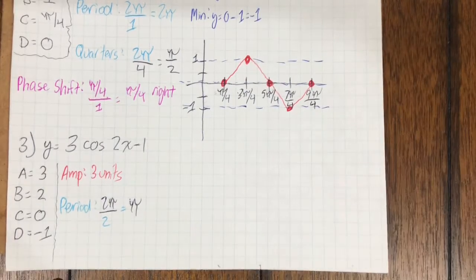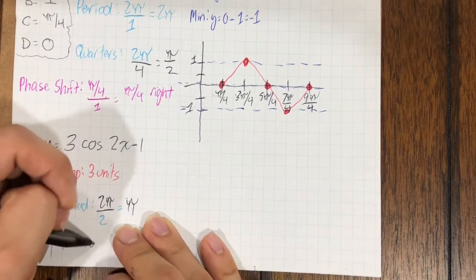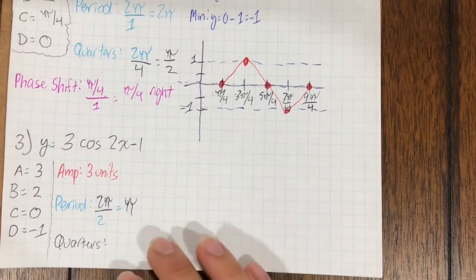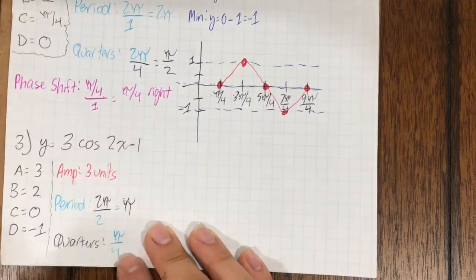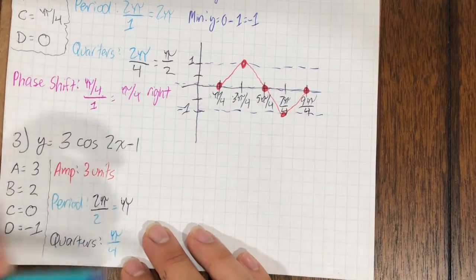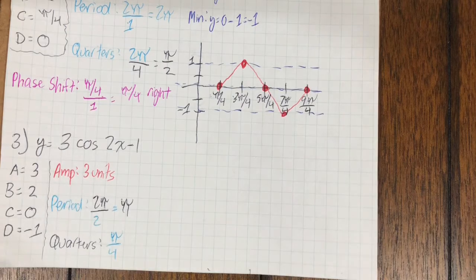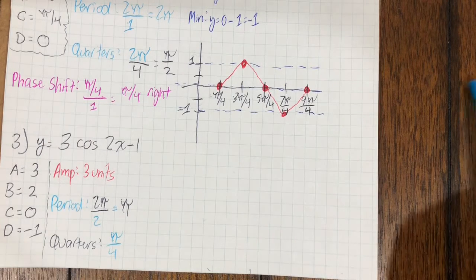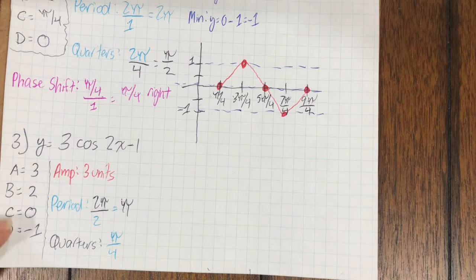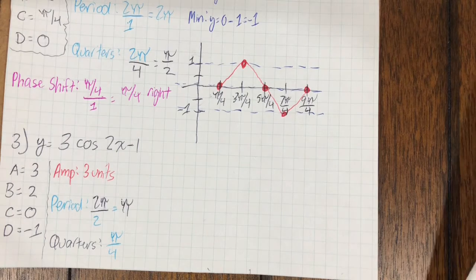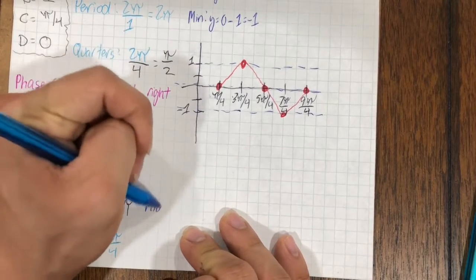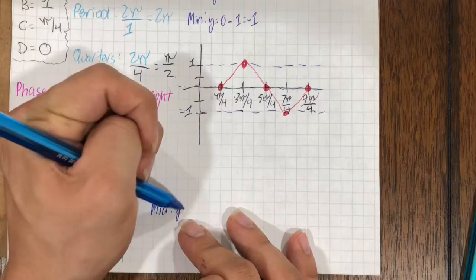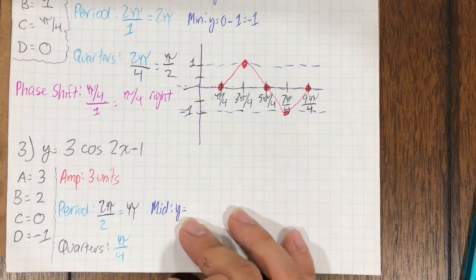Then I have the quarters. With the quarters, I'm going to take pi and divide it by 4, and there's really nothing to simplify. So for my quarters, I'm going up each x value by pi over 4. And for C, there is no phase shift, so we're good on that. Now all I need to figure out is the midline, the max line, and the min line. So I have my mid, y equals the number for D, which in this case is -1.